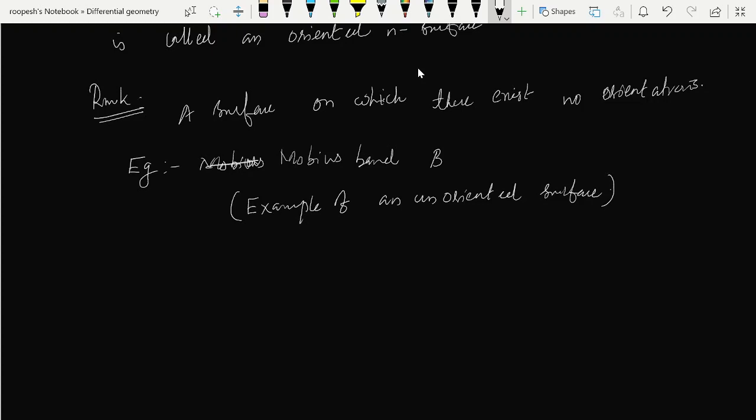So before going, what is a Mobius band? Mobius band means, suppose you got a strip of paper. Now just you tilt the paper and paste at the end. You get a picture like this.